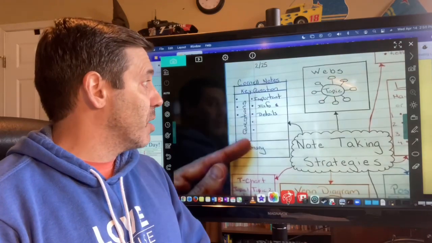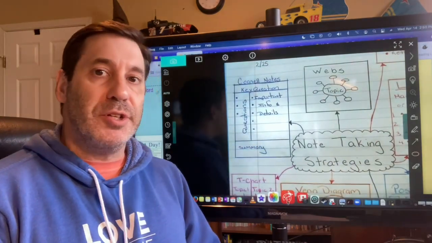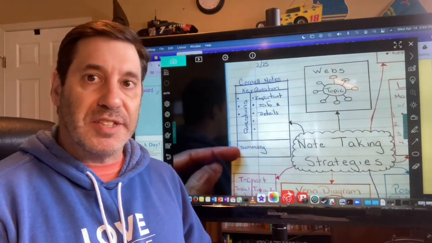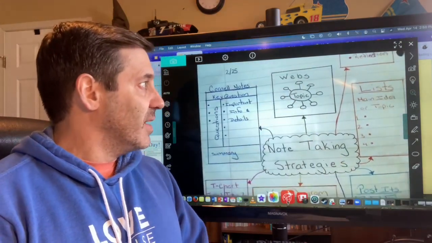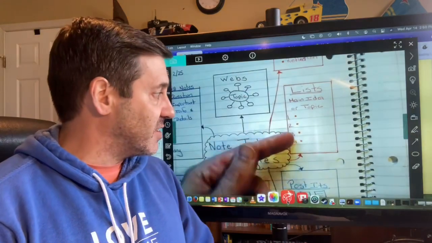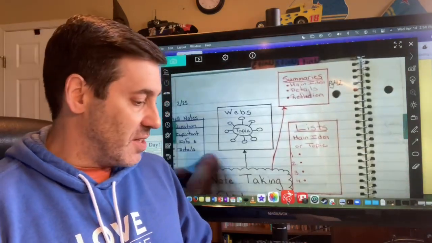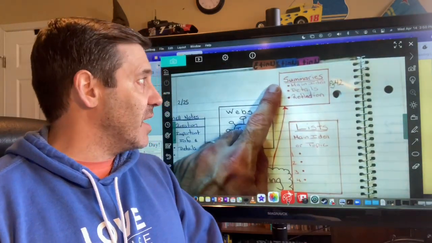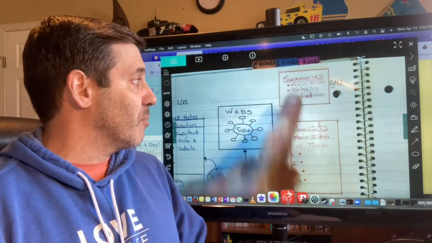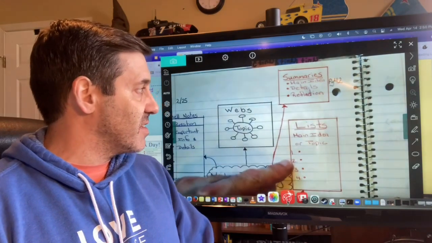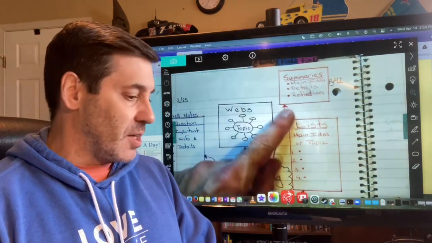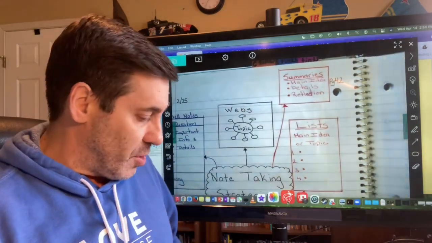Cornell notes are always one of my favorite. They do require you to do a little more work because you have to write yourself a little summary afterwards. Okay, webs work well. And you know I'm a big fan of lists. The one thing I tell students is that if you're going to pick a summary, you kind of want to take this note-taking strategy of summaries and combine it with lists. So you might make a list of events, and then after you're done, you write your summary. And that's kind of what we're doing with our notebooks.